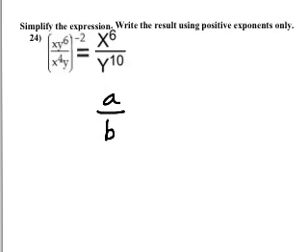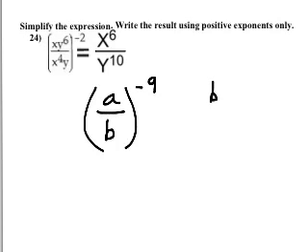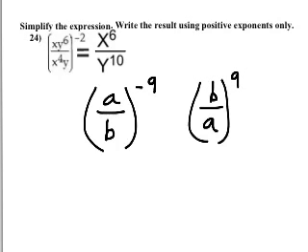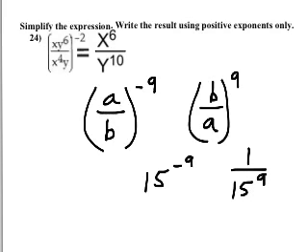a over b, and let's say that that was to the negative 9th power. Well, all we do is flip it over, and then we have b over a, and that's to the 9th power. So whatever's in there, we turn it over. Now if there's just one number in there, say there's 15 to the negative 9th power, it doesn't have to be inside anything. That would be 1 over 15 to the positive 9th power.